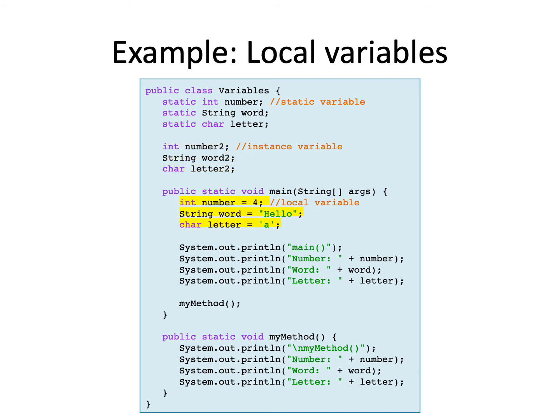Within the main method, we have the local variables called int number, String word, and char letter. These variables are only known within the main method. For local variables, we need to initialize them to some values. Otherwise, when we try to compile them, it will give an error. Static variables and instance variables have some default values. For example, int has the default value of 0 and double is 0.0, so we do not need to initialize them.